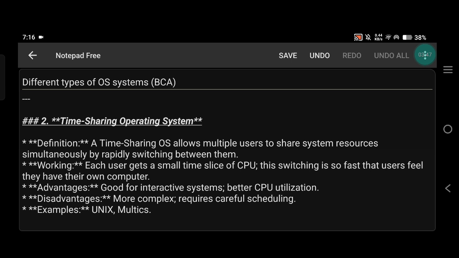It's like multiple people talking to a fast typist. The typist listens to each person for a second, writes their work, and moves to the next person, and then repeats. Examples: Unix and Multics.